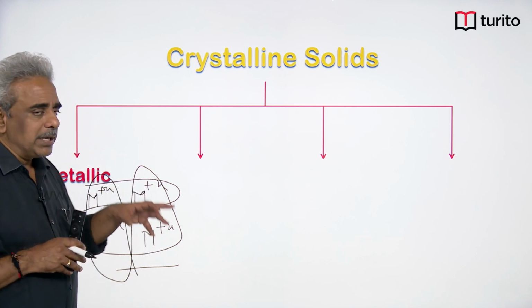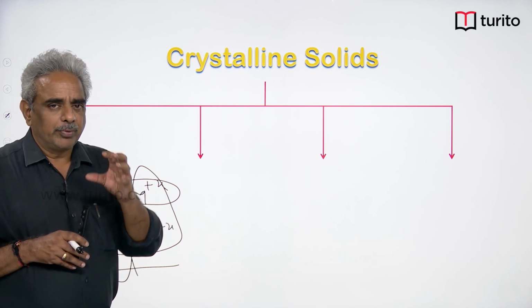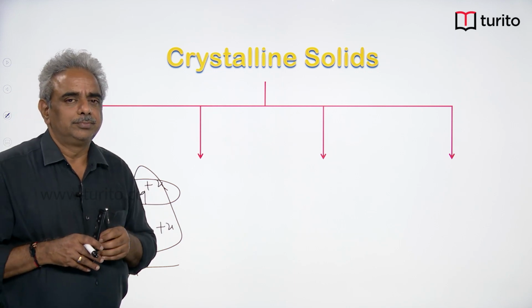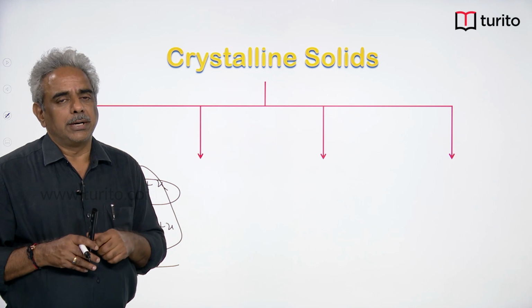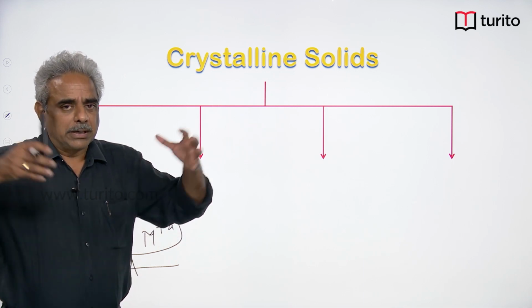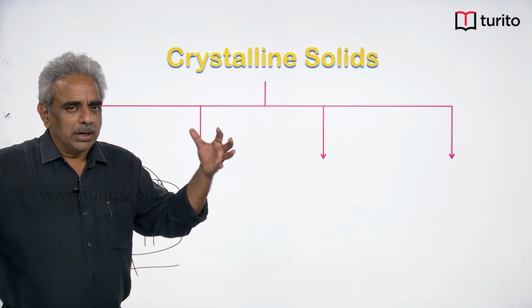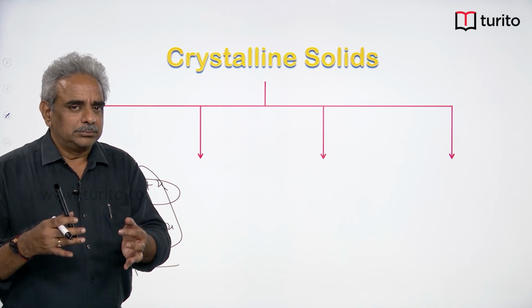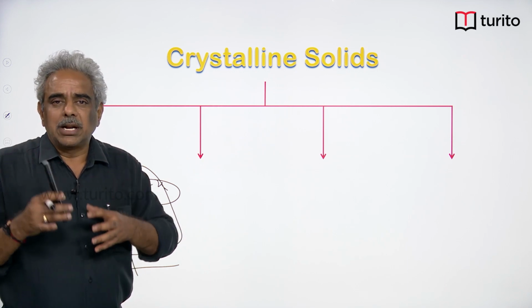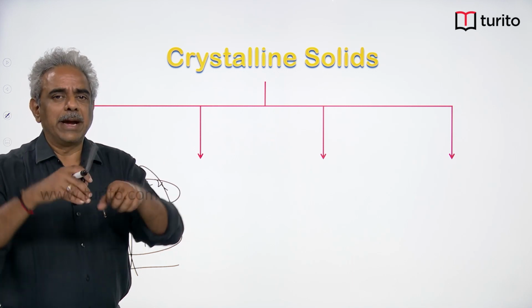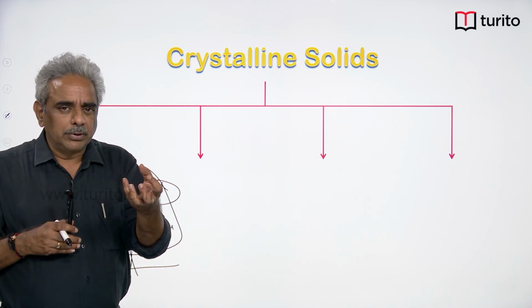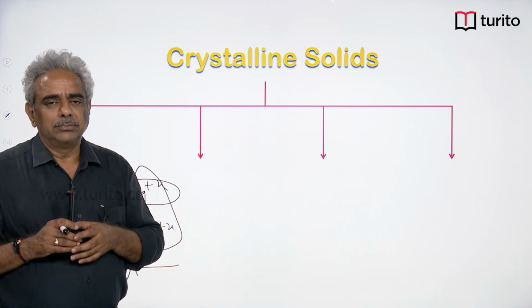If this electron density is very high and the metal ion is small, the attraction is more. The metal will be very hard. If the metal ion is big, the electron cloud is weak. That metallic bond is a weak metallic bond. Such metals are easily bent, soft, you can cut them.